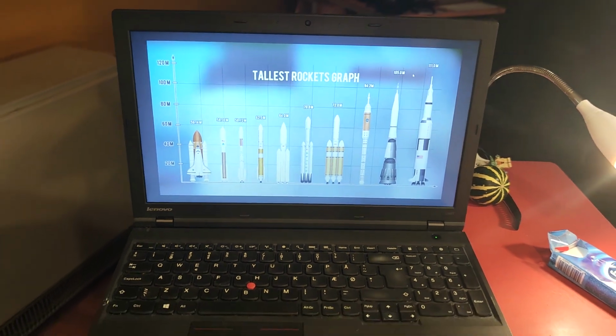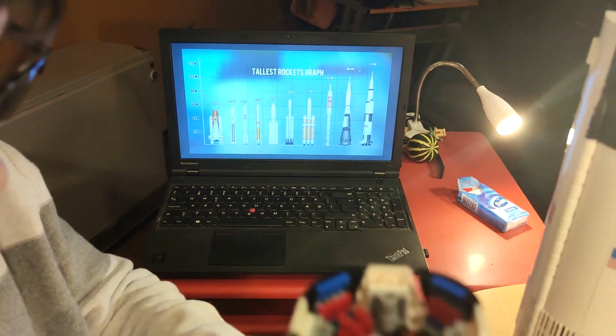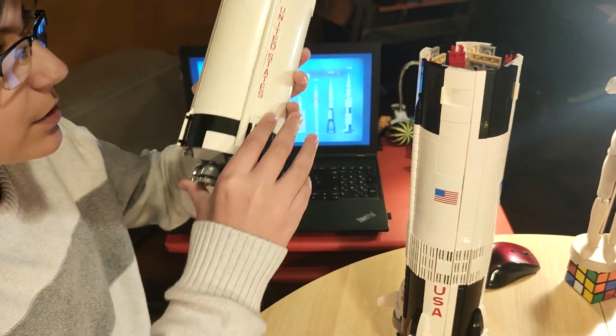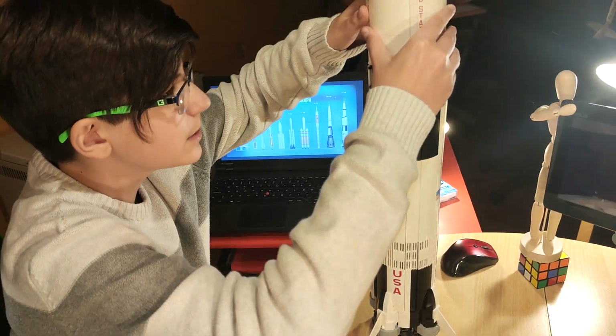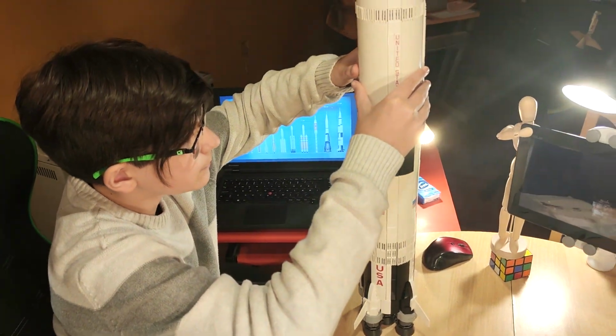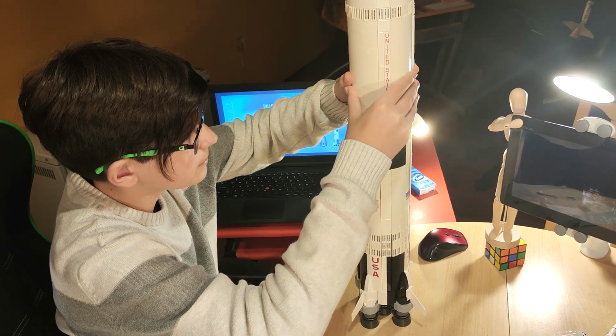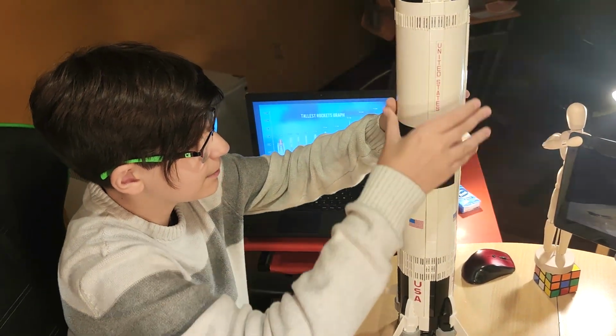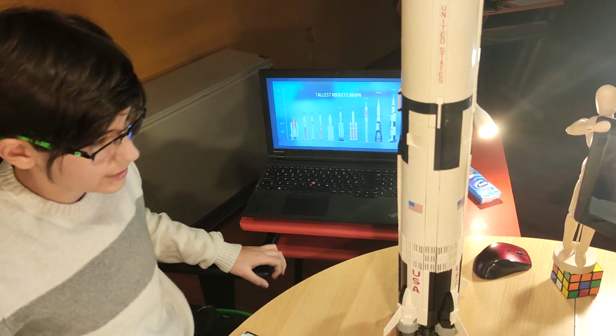It is still the tallest rocket in the whole wide world, and it was constructed by a German named Dr. Werner von Braun, and he fled to America after the Second World War.